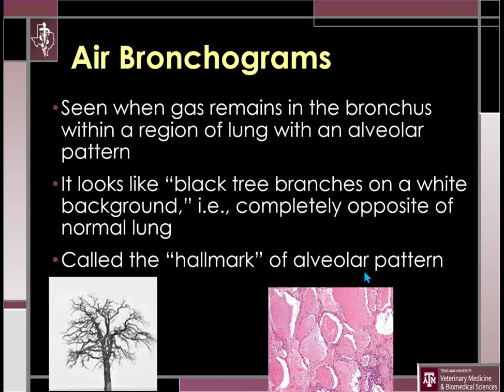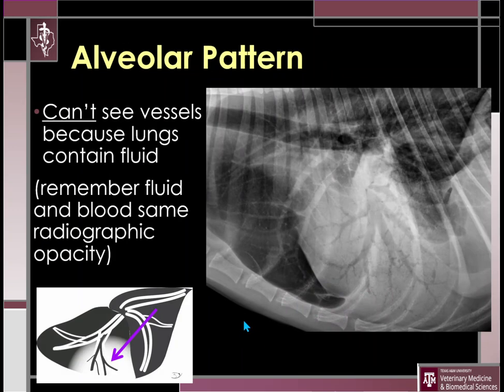Air bronchograms are seen when gas remains in the bronchus within a region of lung in an alveolar pattern. So it looks like a black tree branching on a white background. That's kind of the complete opposite of the normal lung. And this alveolar pattern is the hallmark, air bronchogram is the hallmark of an alveolar pattern. So we no longer see those vessels and such because there's fluid in all of these alveoli, and it border effaces with the vasculature, and so you may only see little bits of air in the airway on that radiograph.